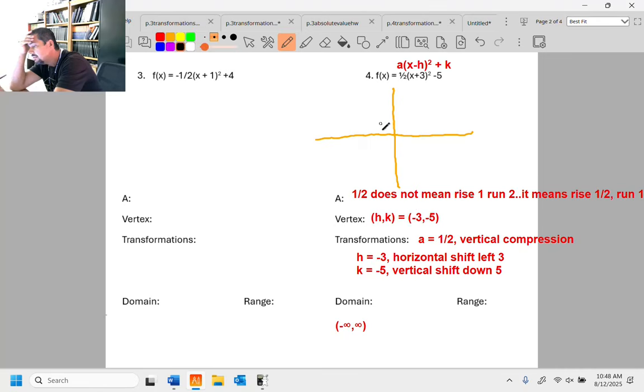Anyways, I got a vertex, left 3, down 5. Of course, I know I've got plenty of kids this year who struggle with just plotting points. I have no idea why the state of Tennessee puts you in Algebra 2, to be quite honest with you. But they do. And I'm freehand graphing, so it's going to kind of be hard to go up 1/2 and over 1. But that's the deal.